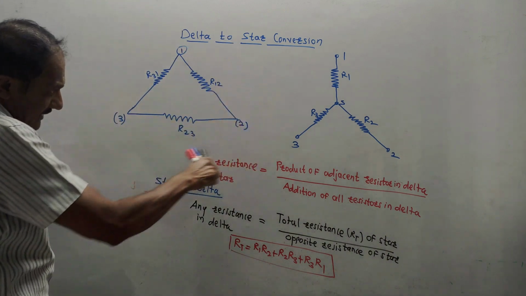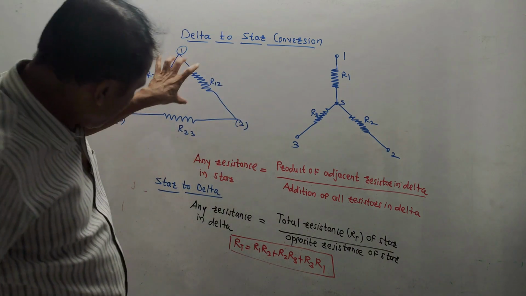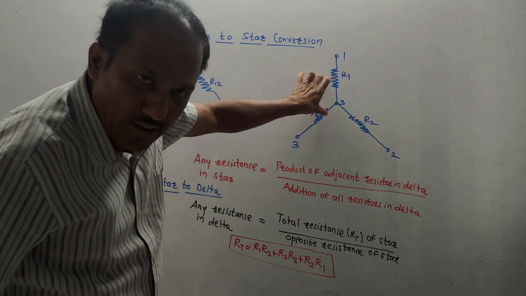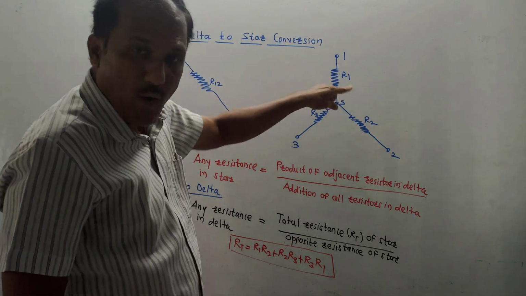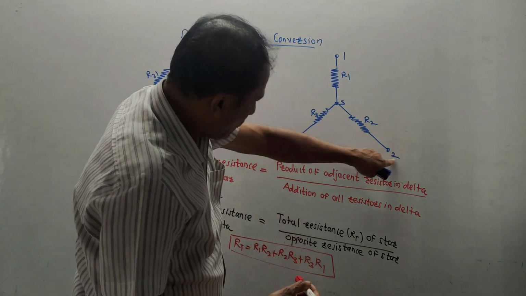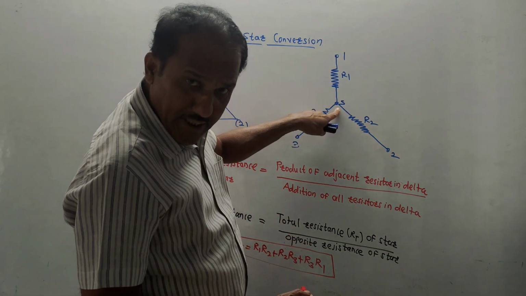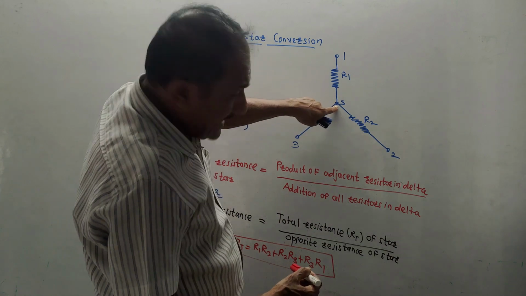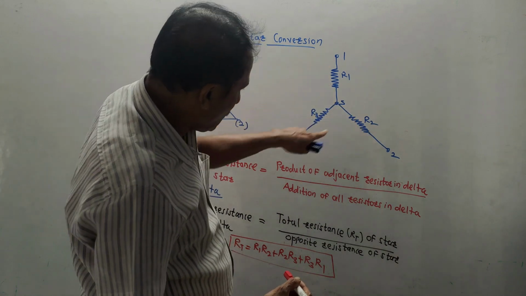So the sequence is like this, 1, 2, 3. Now this is known as a delta network. This is called a star network. It is like a Y network. Now again the sequence is the same, 1, 2, 3. This is a common point, which is denoted by S. These resistances are R1, R2 and R3.